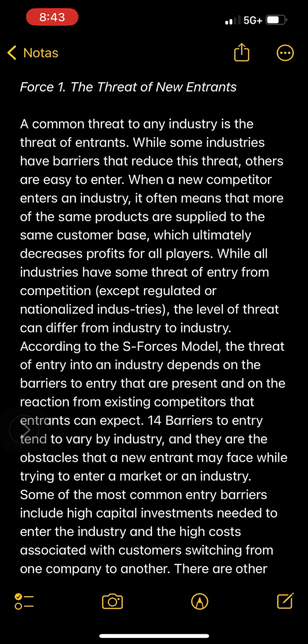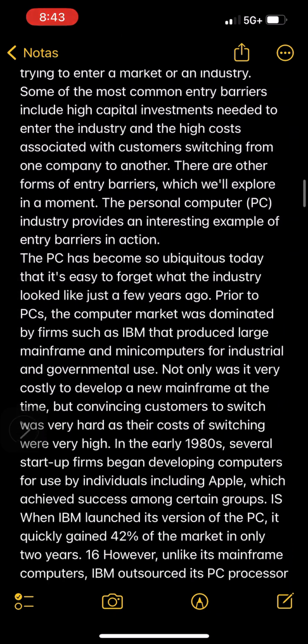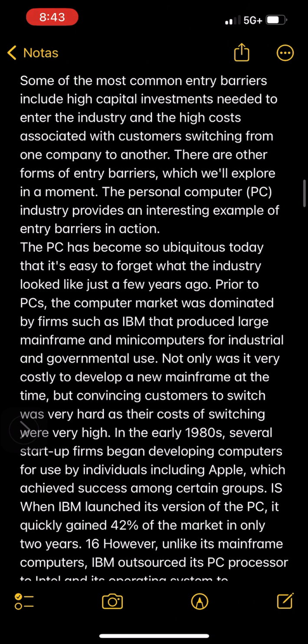Barriers to entry tend to vary by industry, and they are the obstacles that a new entrant may face while trying to enter a market or an industry. Some of the most common entry barriers include high capital investments needed to enter the industry, and the high costs associated with customers switching from one company to another. There are other forms of entry barriers, which we'll explore in a moment. The personal computer (PC) industry provides an interesting example of entry barriers in action.